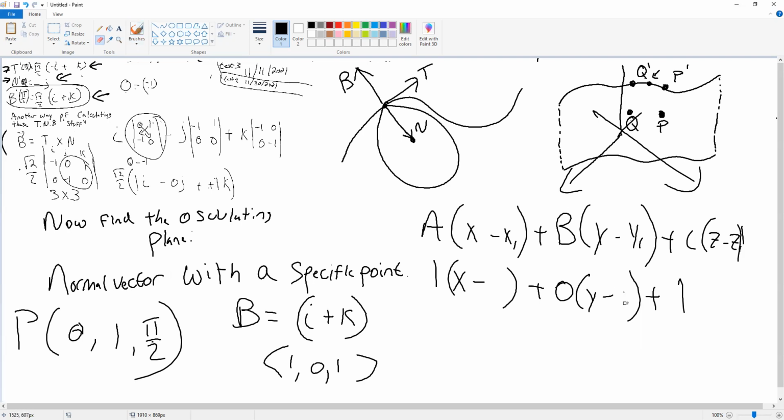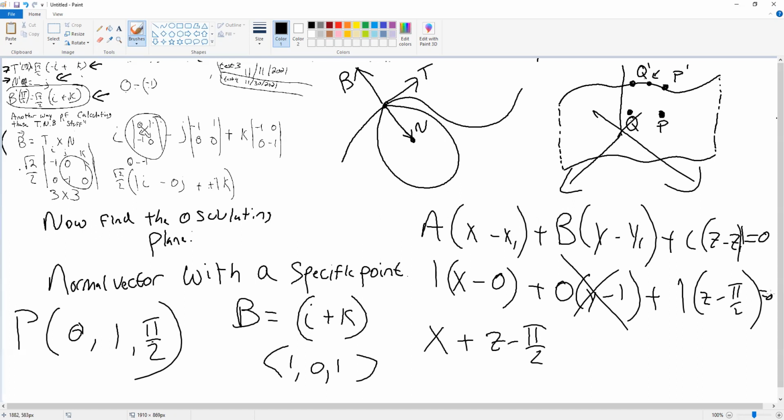And what goes into X, Y, and Z? So 0, 1, pi over 2. So this one dies out. And we're left with just X, right? Plus that's gonna be Z minus pi over 2. Well, remember, this needs to be an equation, so we get to set it equal to what? Zero. And then we just make sure that we have our variables on one side and our numbers on the other side. We're gonna have X plus Z is equal to pi over 2.